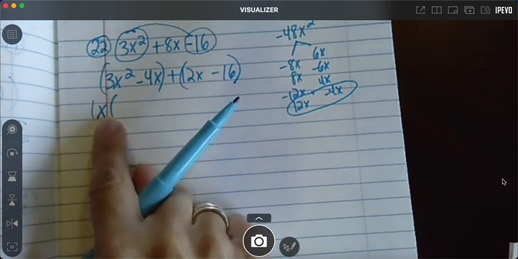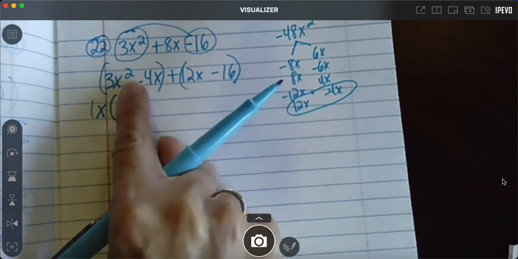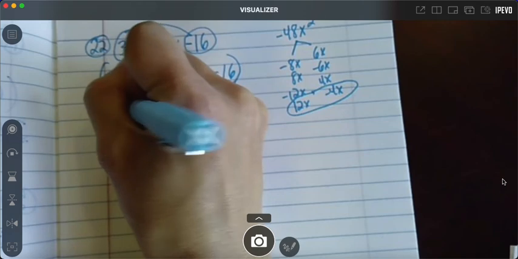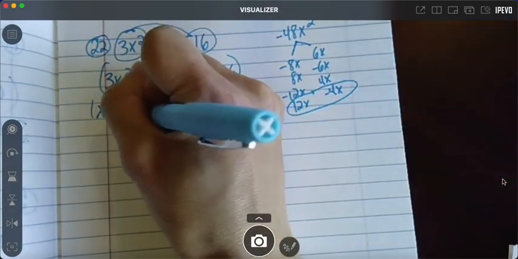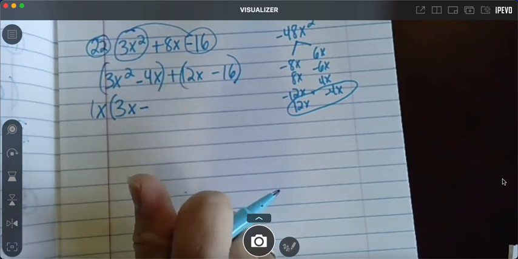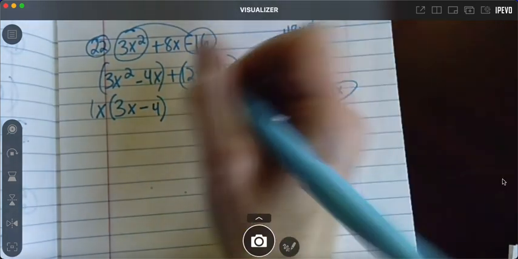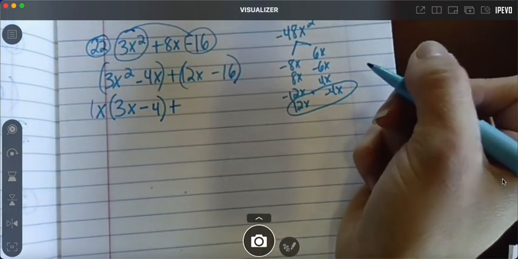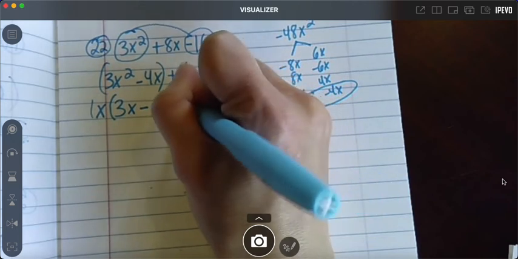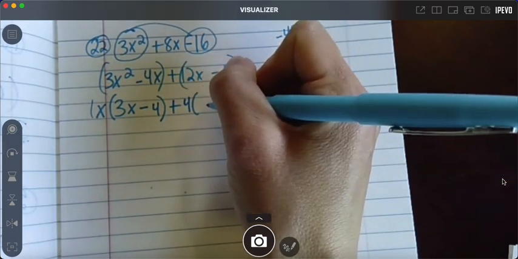Okay, so what's left over? X times what is 3x squared? 3x. First of all, I need a 3, and then I need one more x. Bring down my minus sign. X times what is 4x? 4. Okay, let's see what I can factor out over here. What goes into 12x and 16? A 4. What's 4 times what is 12x?